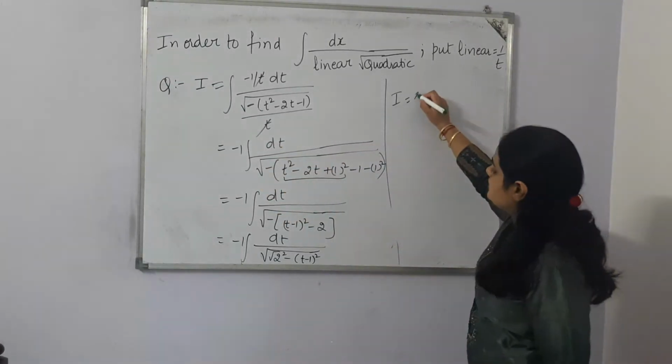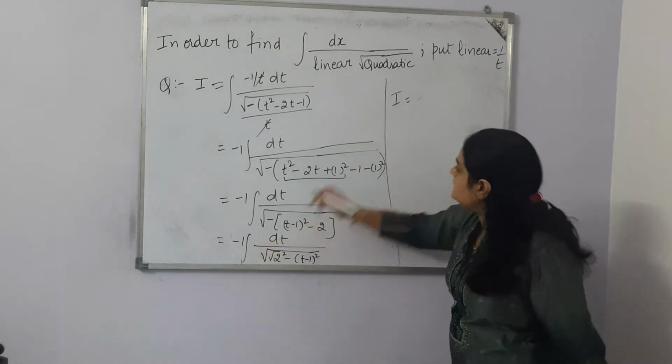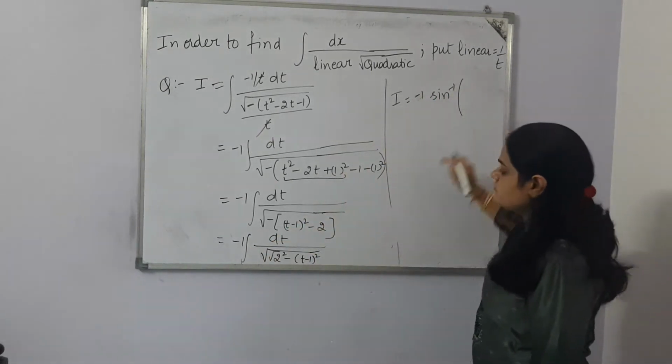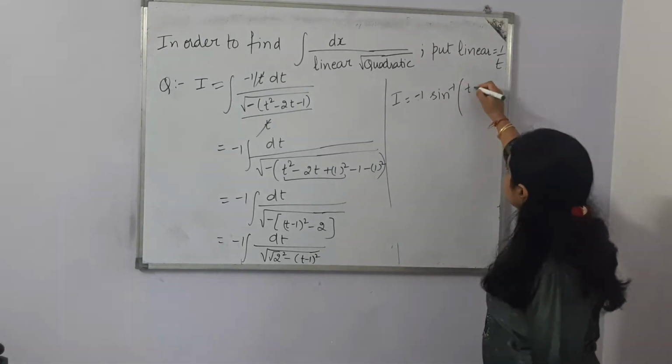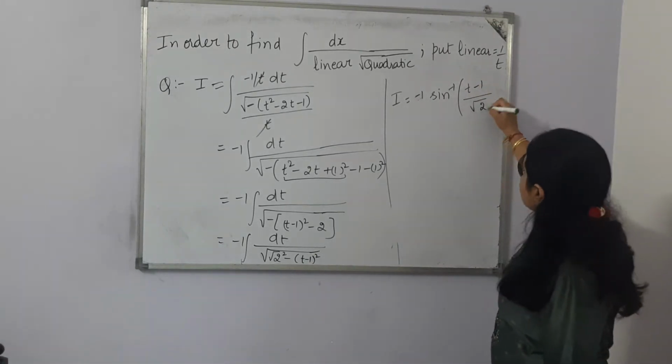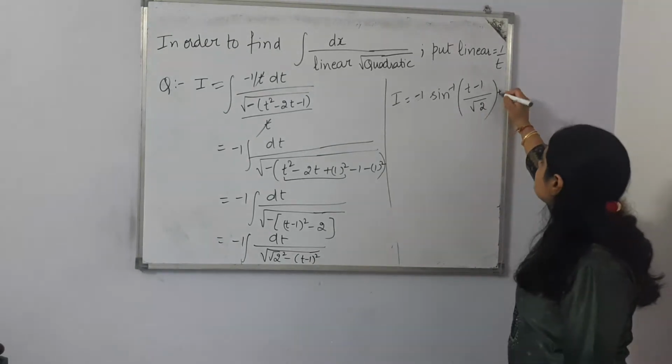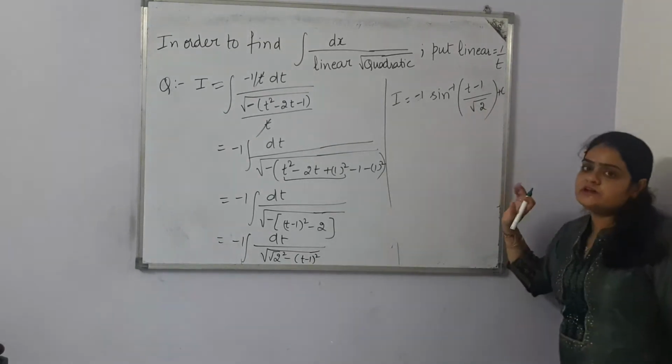Negative sign is already out, so I am writing it out. Sine inverse x by a. What is x? It is t minus 1. A is under root 2. Now this answer is in terms of t. We need to convert into x.